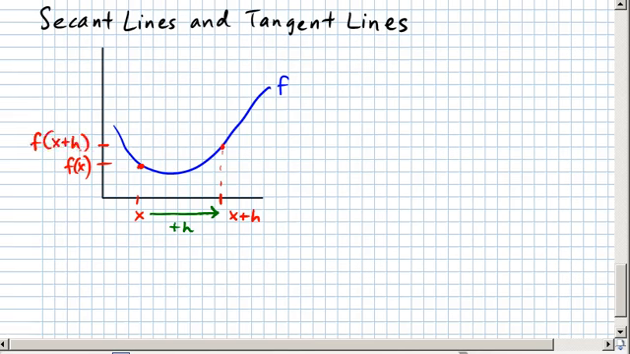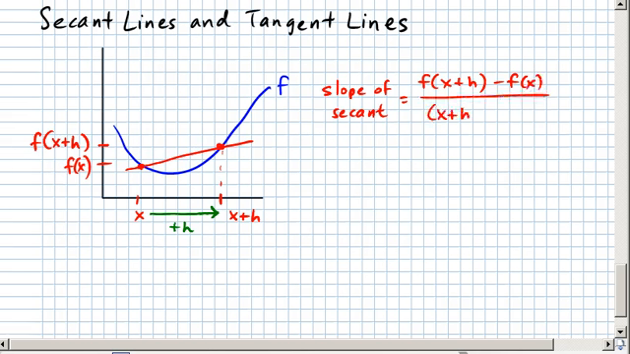And so if we draw in that secant line, the 2 points that we're going to be using are at x, f of x and at x plus h, f of x plus h. So the slope of the secant is equal to f at x plus h minus f at x all over x plus h minus x. And so what happens here is the two x's in the denominator are going to cancel out, leaving us with f of x plus h minus f of x all over h.